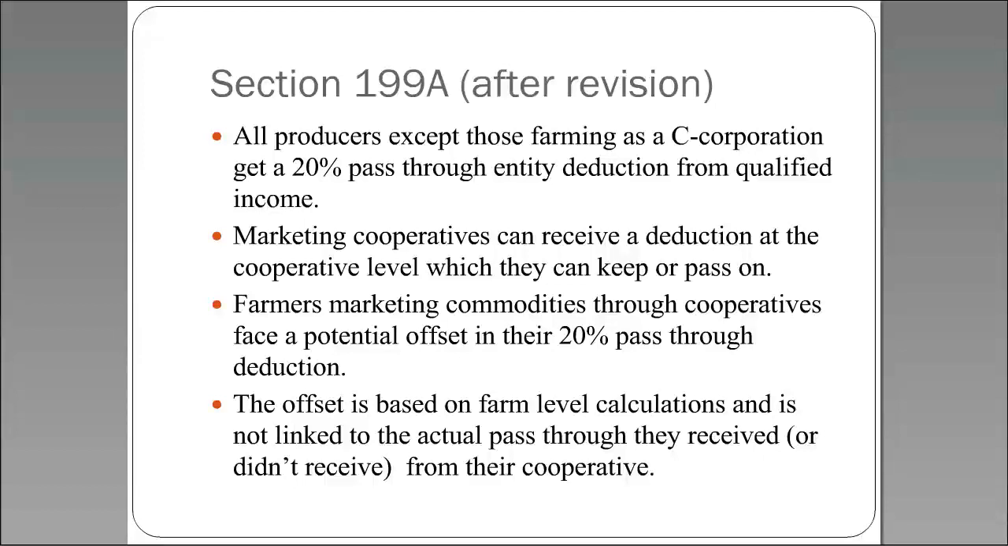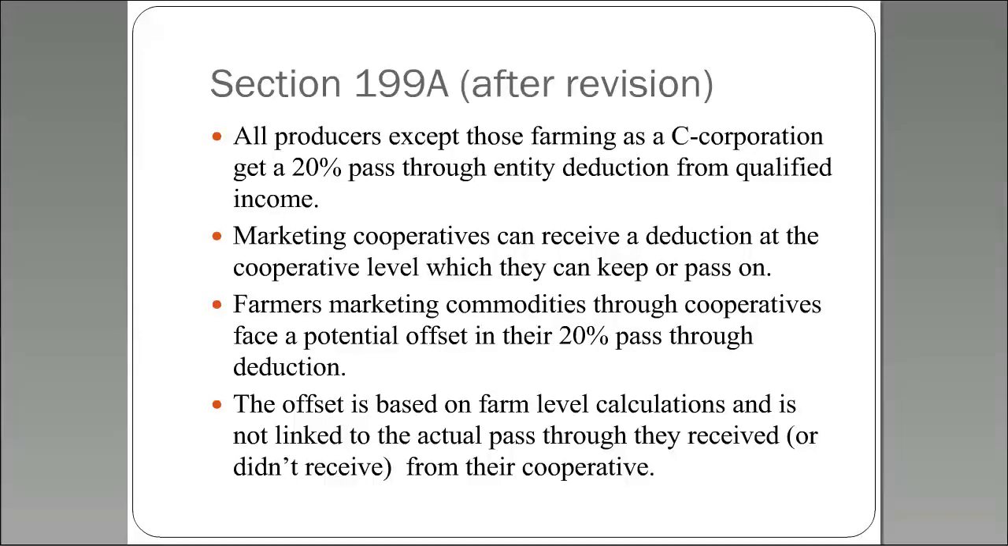So what we got after we revised is Section 199A. So the first part is that all producers except people farming as C corporations get a 20% pass-through entity deduction from their qualified income. So basically that's their farm income associated with crops, the things they're manufacturing. And so that kind of is the concept that those entities were not getting any benefit from the corporate tax rate change, and so this is where they got a benefit as this deduction for a pass-through entity.